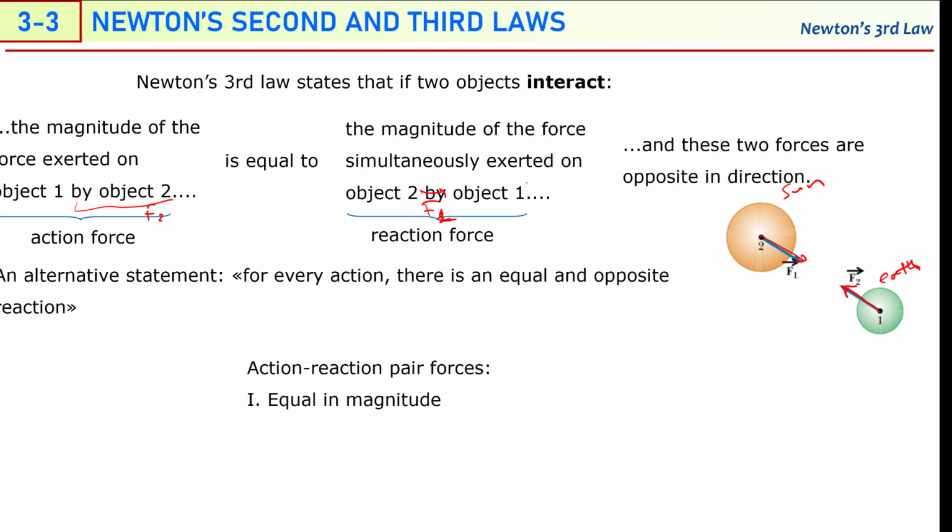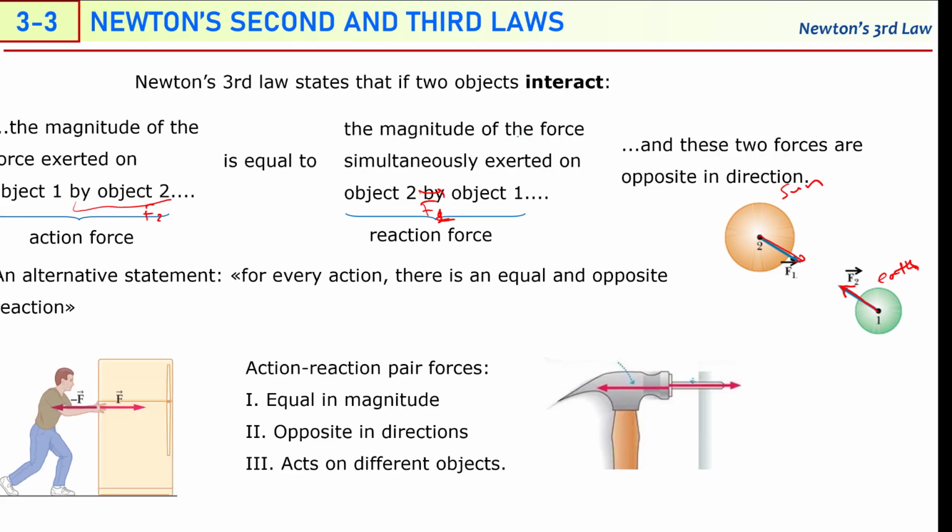Their magnitudes are equal. Sometimes students think, oh, teacher, the sun is greater in mass, but the earth is smaller in mass, so the sun must attract the earth with a greater force, but the earth attracts it with a smaller force. No, the forces acting on each object must be equal in magnitude. Second, they are opposite in direction. And third, and maybe the most important part, these two forces act on different objects. If you say the force acting on the earth is the action, then the reaction will be on the sun. So it is impossible for action-reaction pairs to act on the same object. They will always act on different objects.